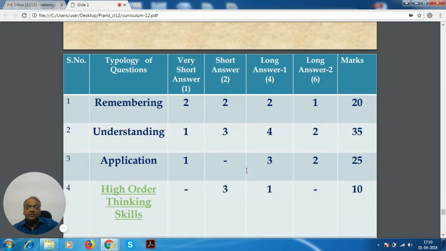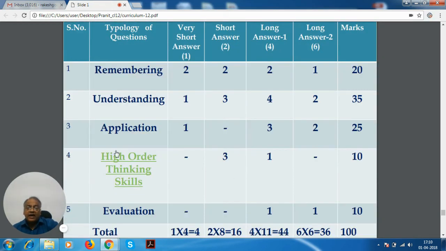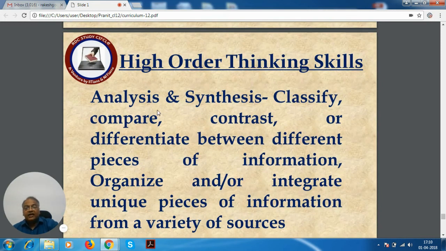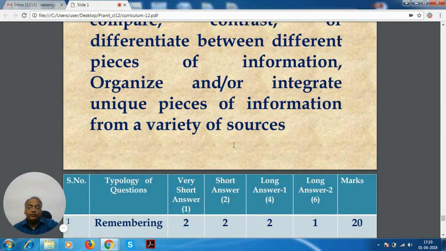Now after that, in the typology of questions, you have high order thinking skills. No very short answer question, short answer 3, long answer 1, that is 4 marks, and in all only 10 marks. So for high order thinking skills, the weightage is only 10%. And what are high order thinking skills as far as these questions are concerned? Analysis and synthesis: classify, compare, contrast or differentiate between different pieces of information, organize and integrate unique pieces of information from a variety of sources.